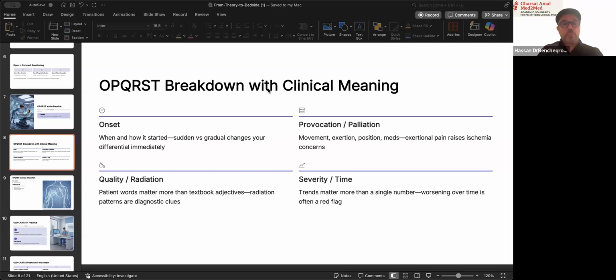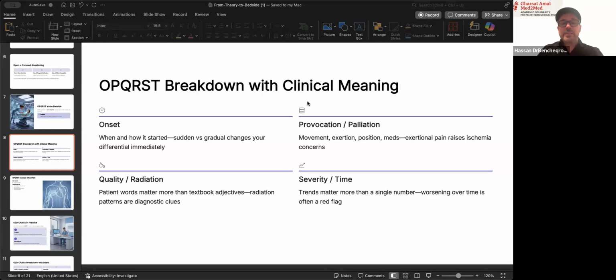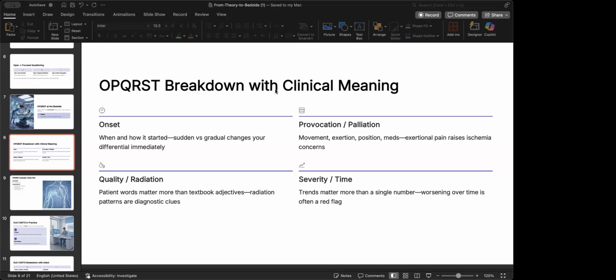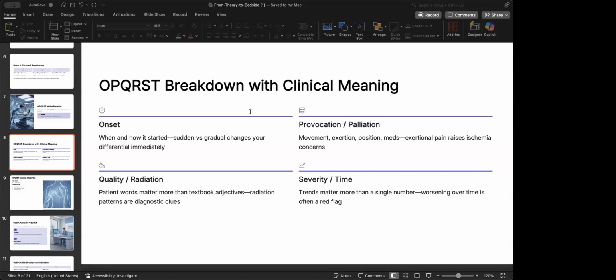So you asked me the O, the P, and if you asked me the R, S, and T... I didn't hear you. So the R is: where does it radiate and in what region is it? If you ask me that, I will tell you it stays mostly in my neck. Sometimes it goes to my right shoulder, but it does not go down my arm.